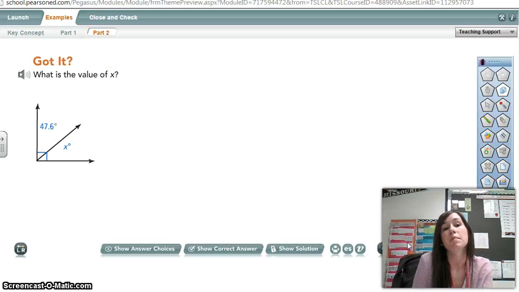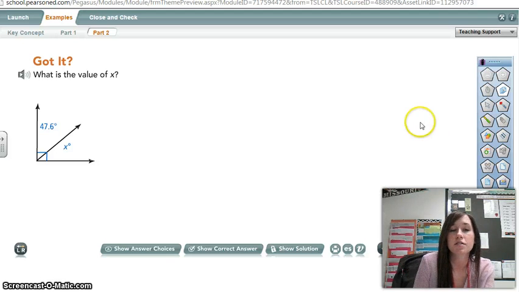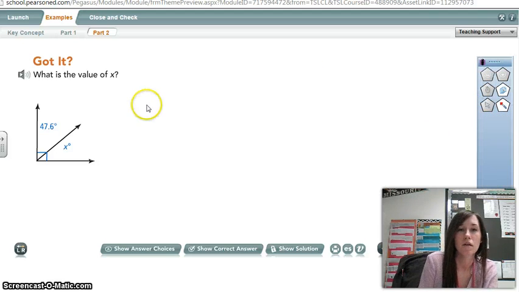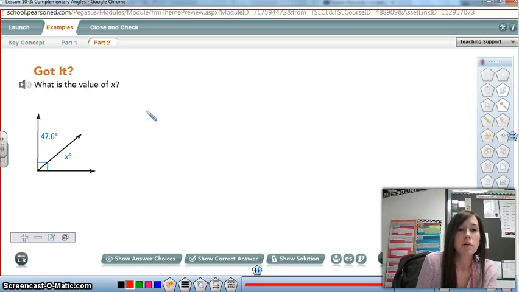Last example. Pause the video, see if you can do it on your own, and then play the video to see if you did it correctly. Here we have an example of two complementary angles. They're complementary and they're adjacent. We know they're complementary because we see the right angle symbol. So we know these two angles add together to make 90 degrees. We also know they're adjacent because we see that they're sitting side by side. They share this vertex and they share this side.